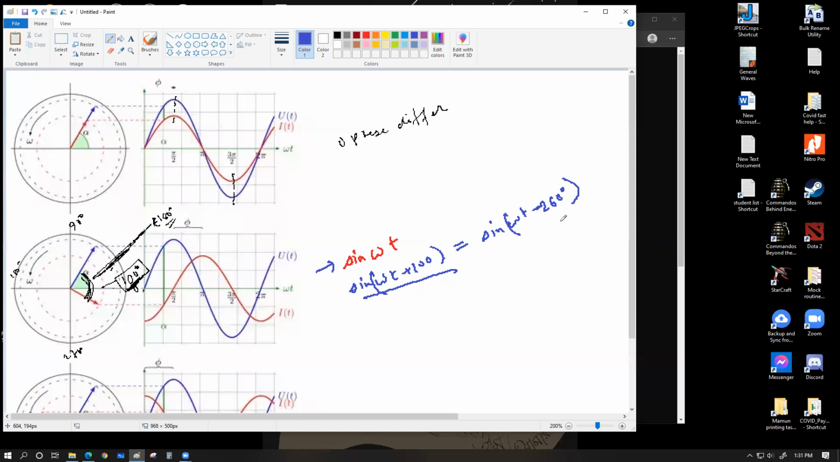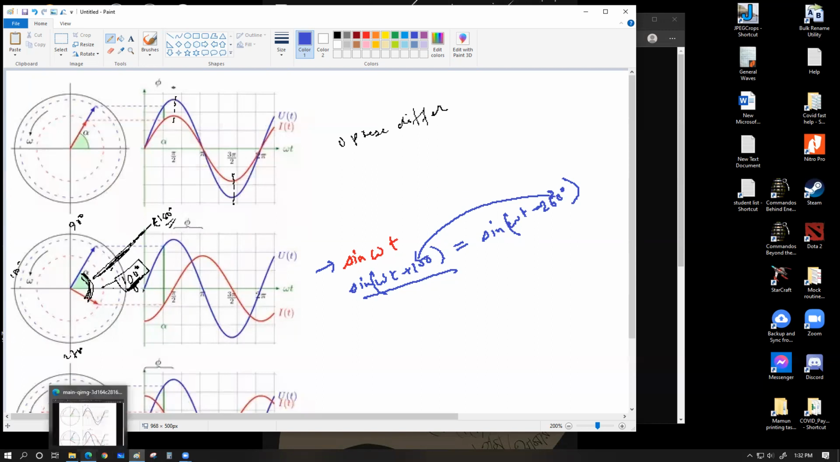This is the part that I need you to understand. If you just plot two graphs of sine theta plus 100 and sine theta minus 260 degree, you'd pretty much end up with the exact same graph. This is because the actual phase angle between these two expressions is only 360 degree. Let me convince you of this fact so that you can actually believe me.